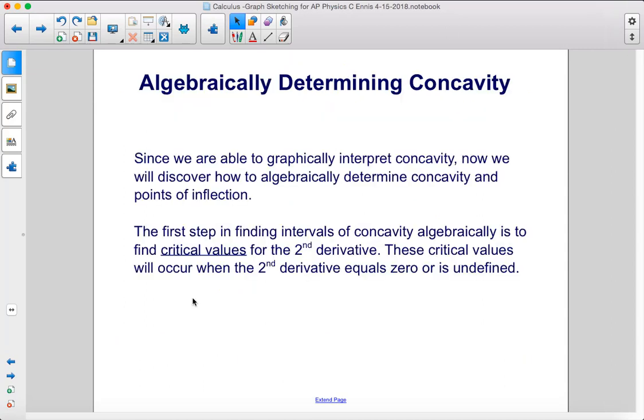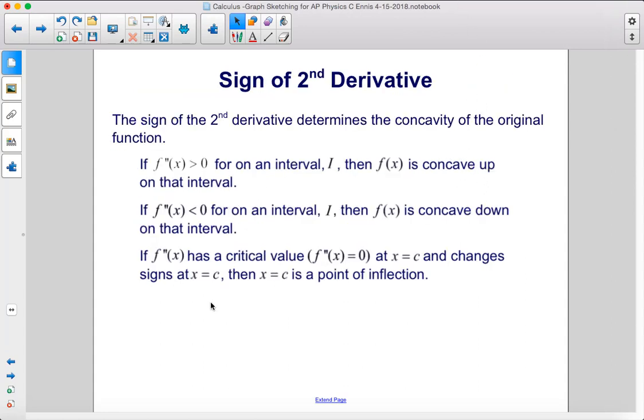Since we are able to graphically interpret concavity, now we will discover how to algebraically determine concavity and points of inflection. The first step in finding intervals of concavity algebraically is to find critical values for the second derivative. These critical values will occur when the second derivative equals 0 or is undefined. The sign of the second derivative determines the concavity of the original function.